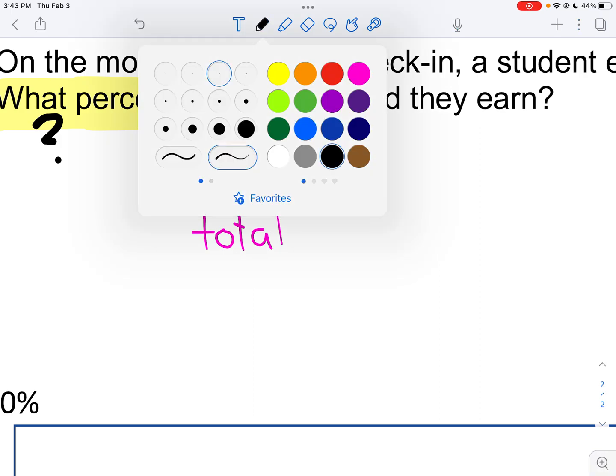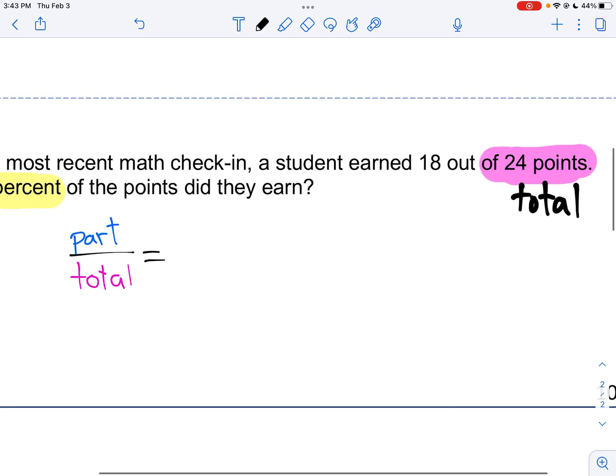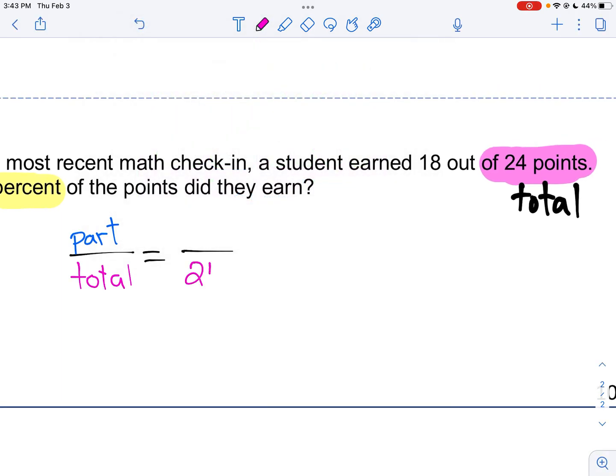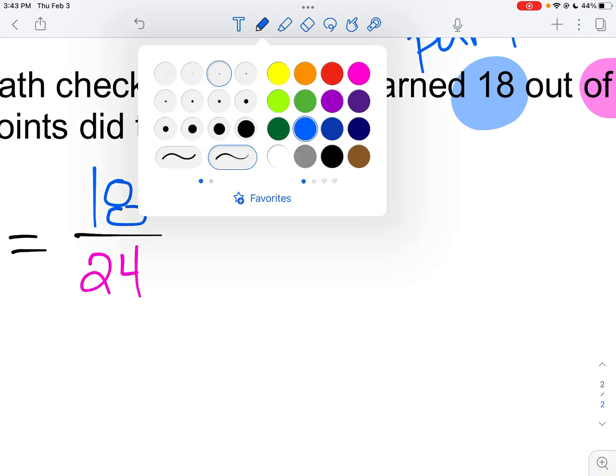Equals, all right? In this problem, 24, we just said was the total. Goes on the bottom. The student did not get the whole test right. They got part of the test right. That's the other number in this problem. They got 18 of the points. That is the part. The part of the test that they got right was 18 of the points. Not all of them. From here, we're going to simplify.